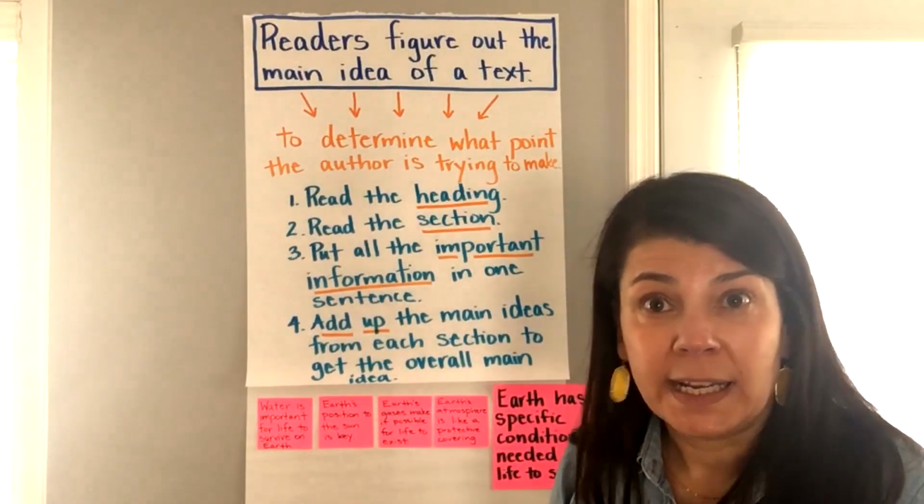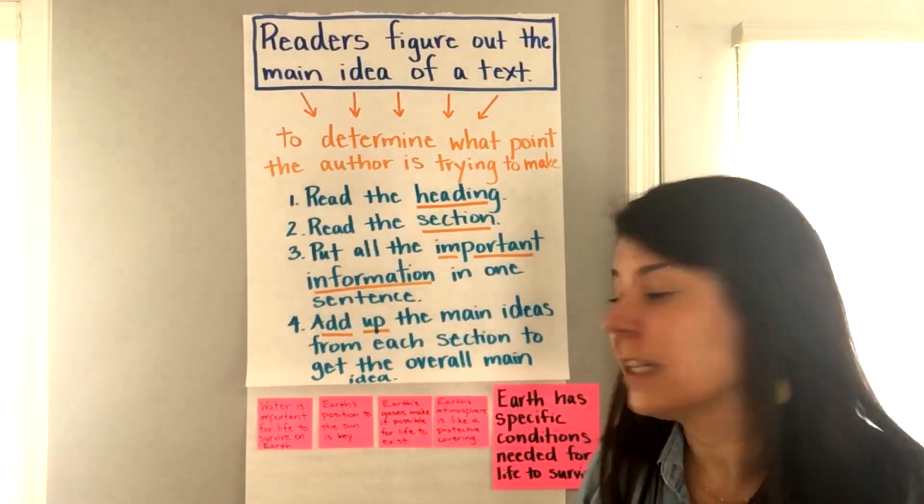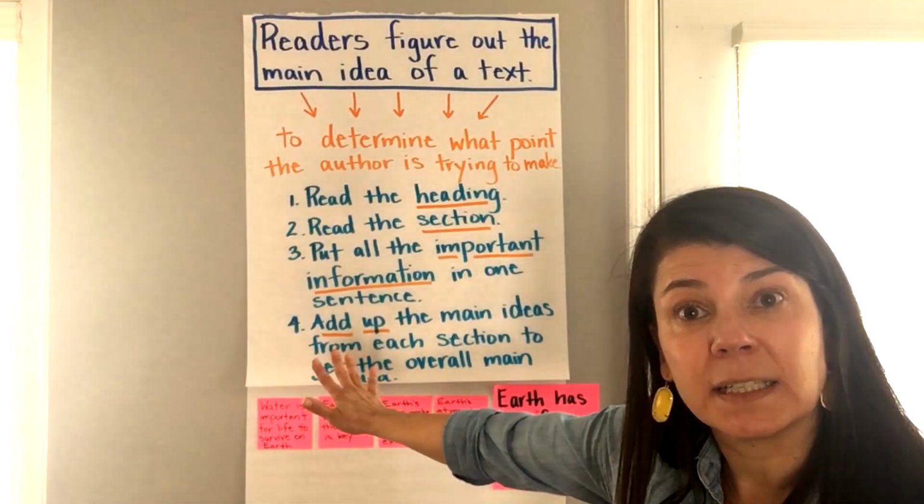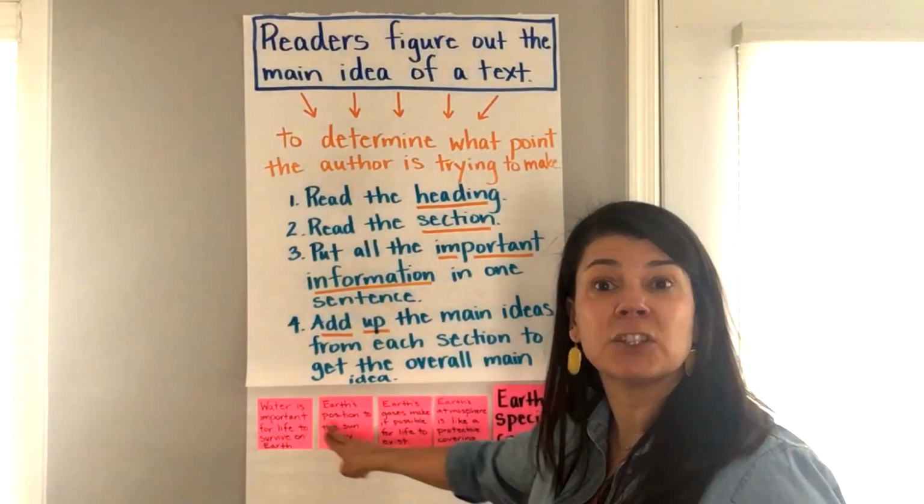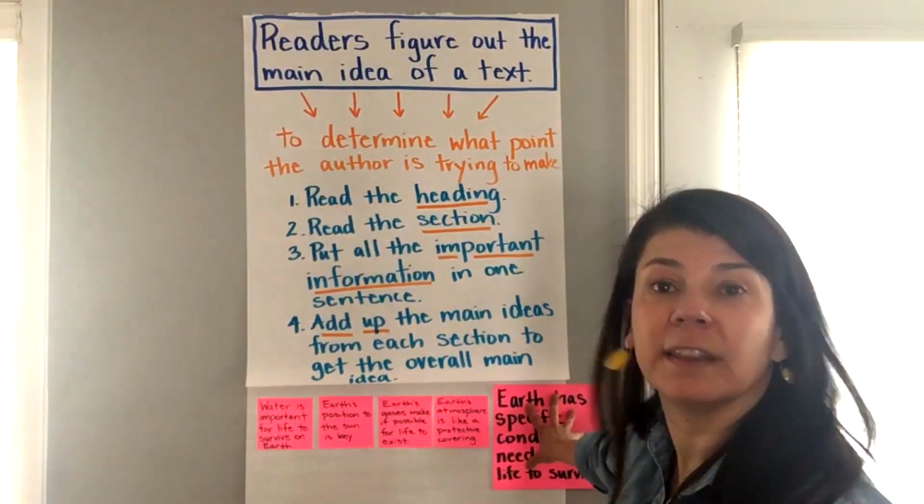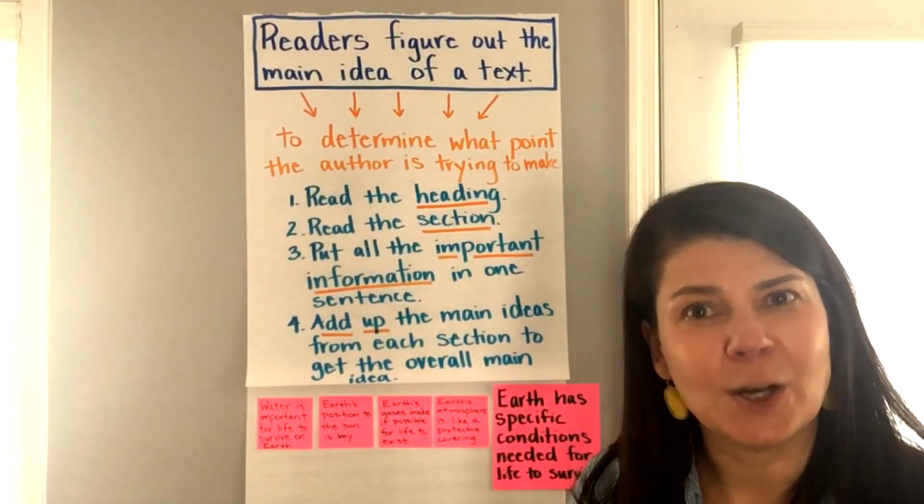There are different places that you can find the main idea. If it's a shorter text, you might just have one. If it's a longer text, you might use the strategy that I showed you: come up with section main ideas, add them all up to come to the chapter main idea. Okay, this is hard work, but I know you can do it.